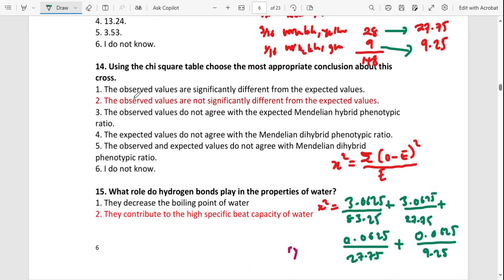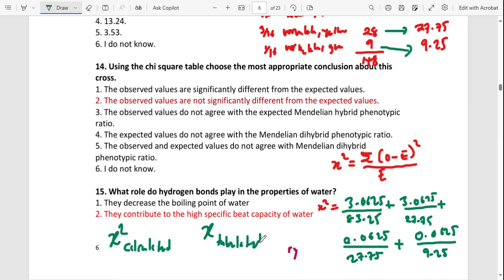So the next question is saying, using the chi-square table, choose the appropriate conclusion. So now what you do is compare the calculated chi-square to the tabulated chi-square.